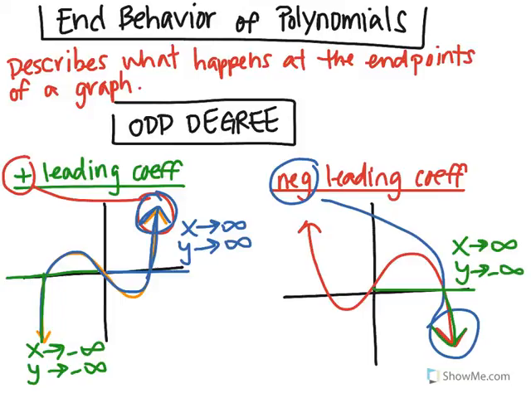If you were to read the behavior on the other side, we'd say as x approaches negative infinity, so now we're looking at the negative x values, our y values would actually approach positive infinity.